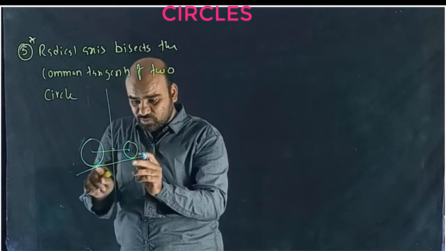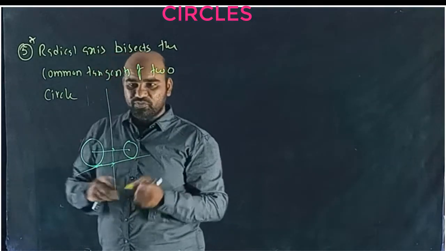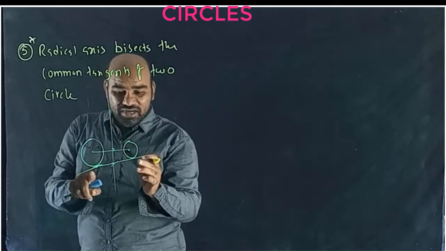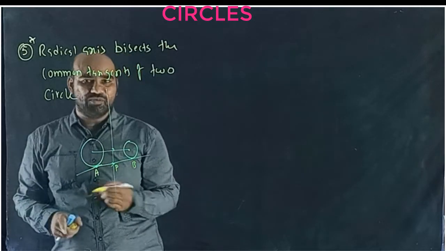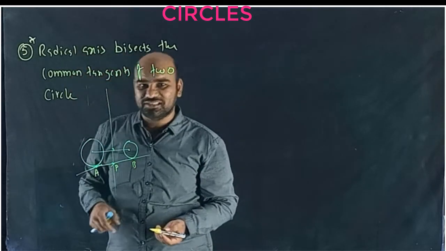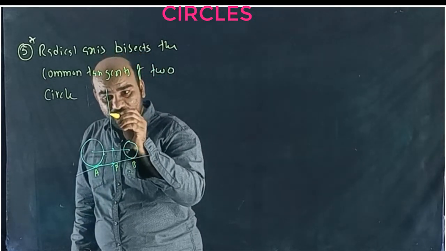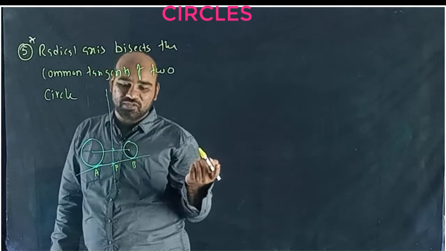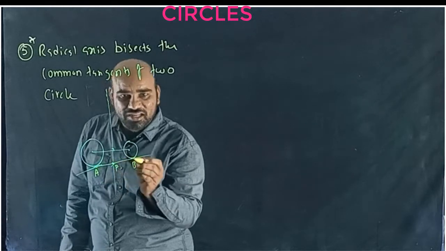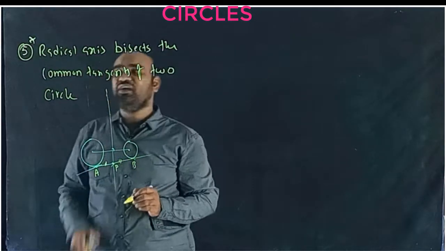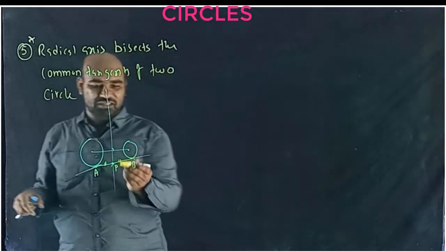The radical axis bisects the common tangent means this becomes the midpoint of this tangent. For example, this is A, this is B. We want to prove that P is the midpoint of AB. We can easily prove it by the definition of the radical axis: the tangents drawn from every point on this line to these two circles are equal. This P is one of the points on the radical axis. This is one tangent, this is another tangent, so they should be equal. That's why the radical axis bisects the common tangent of two circles. This is important. Here PA equals PB.